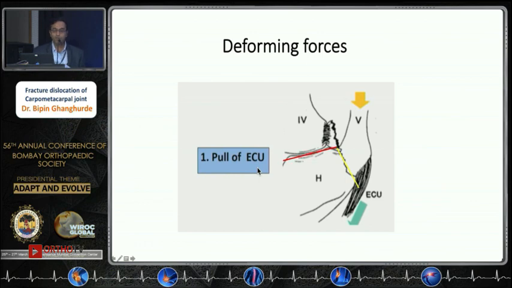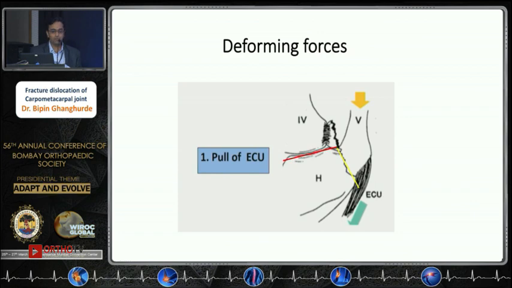So what is the deforming force? The 5th CMC is the most common type of fracture dislocation. The deforming force is the pull of the extensor carpi ulnaris, which pulls the metacarpal head downwards and into extension, and also the shape of the hamate. The hamate bone is like a triangle, so it slopes down.